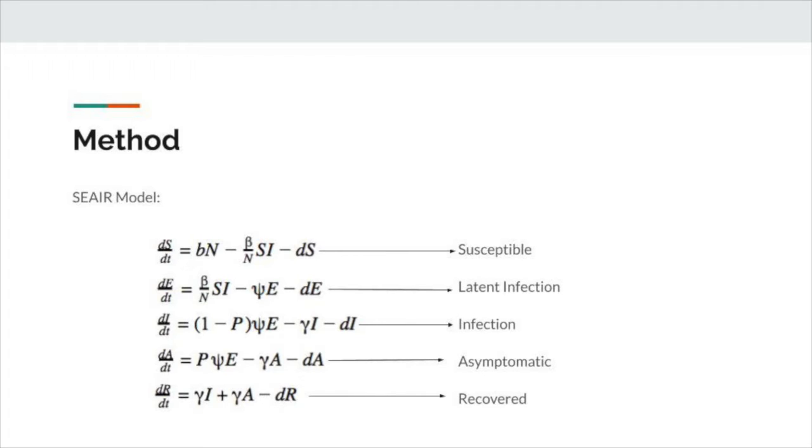The method I used to model the spread of COVID-19 was an SEAIR model or an SLAIR model, and this includes equations for a susceptible population, a latent infection population, an infected population, an asymptomatically infected population, and a recovered population. And these equations you can see here on screen right now.